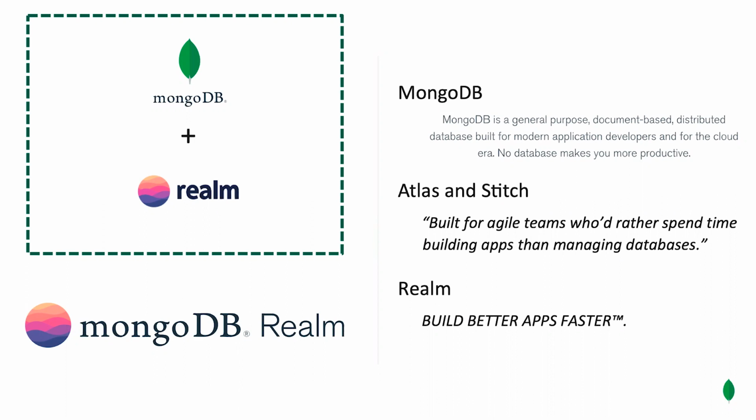When we talk about Atlas as well as Stitch, the idea is that it's built for agile teams that prefer to spend time building apps rather than managing databases manually, as we used to do. And when we bring it all around to the picture, the idea is that we can build better applications even faster. So this is the main goal of this version of MongoDB with Realm, and in particular with Realm Sync.